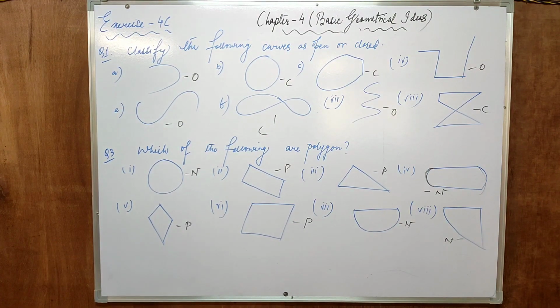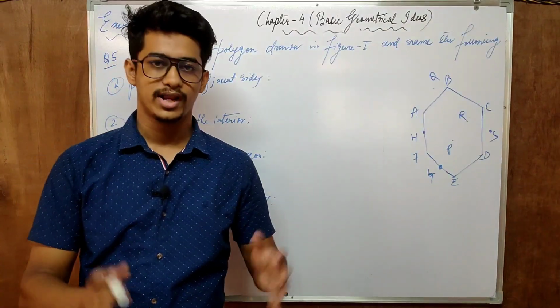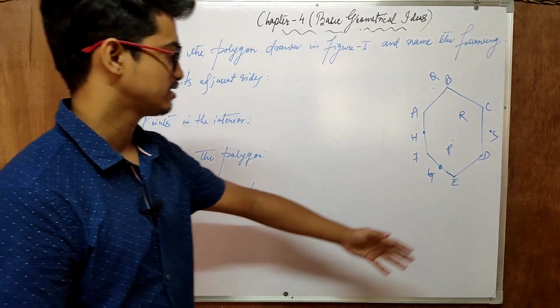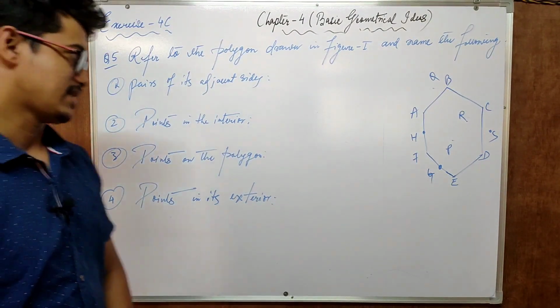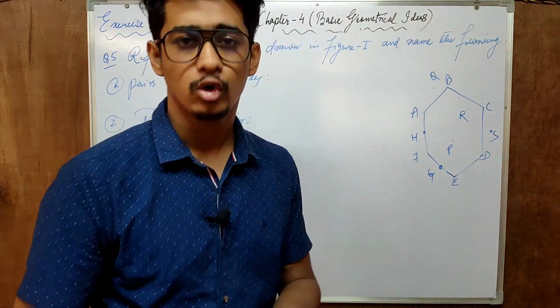Moving on to our next question, the last question of today's video, question number 5. We are coming toward the end of this particular class. The last question is: refer to the polygon drawn in figure 1. This is the polygon, and name the following. Pair of its adjacent sides. What do you mean by adjacent sides? Which have one common meeting point.